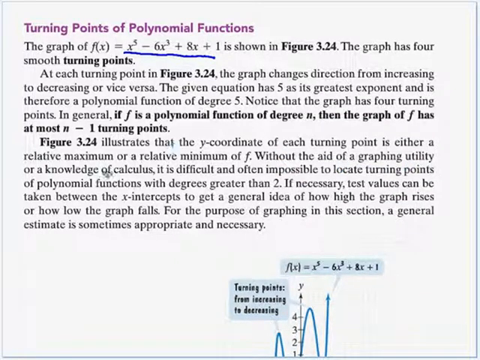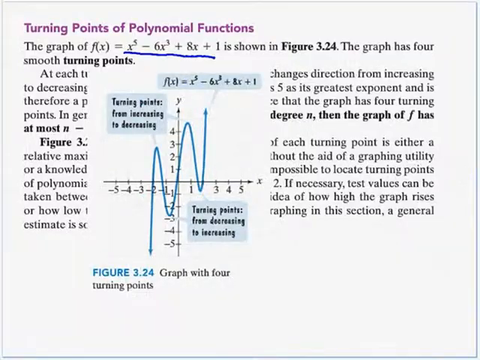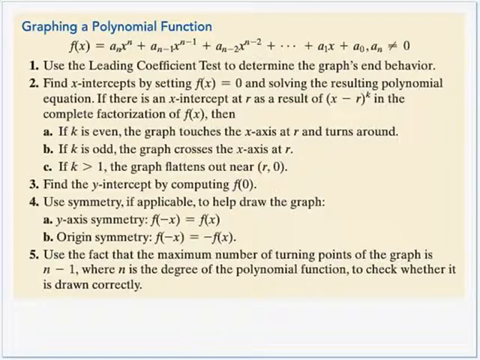Without the aid of a graphing utility or the knowledge of calculus, it's difficult or often impossible to locate these turning points of polynomial functions of degree greater than 2. If necessary, test values can be taken in between the x-intercepts to get a general idea of how high the graph rises or how low the graph falls. For the purpose of graphing in this section, a general estimate is sometimes appropriate and necessary. So here are some steps to graph a polynomial function.